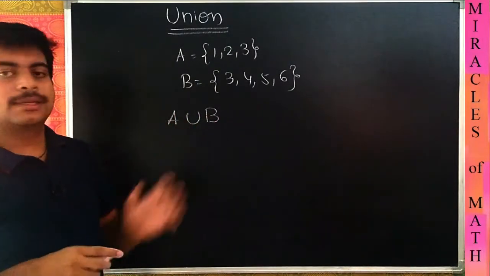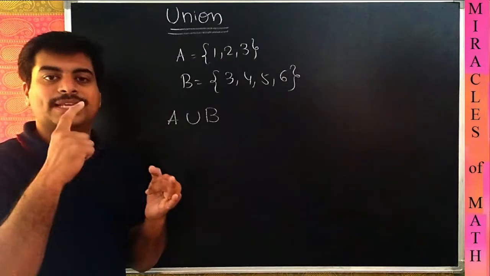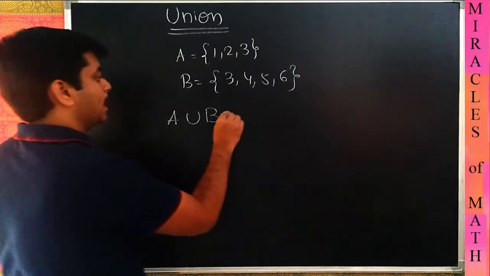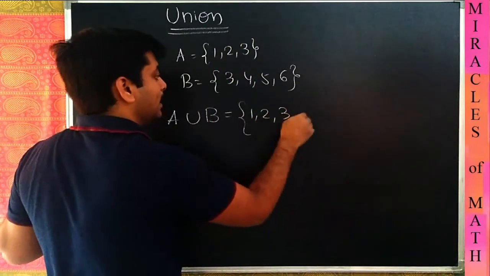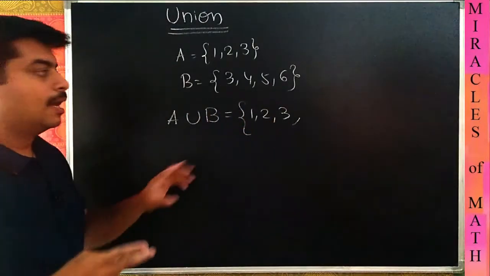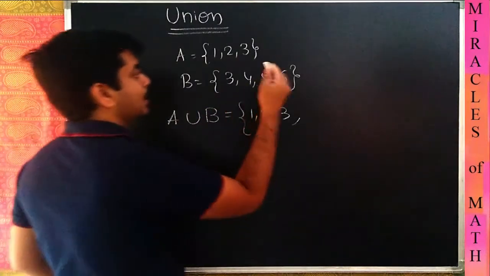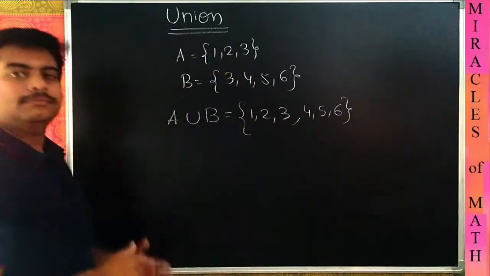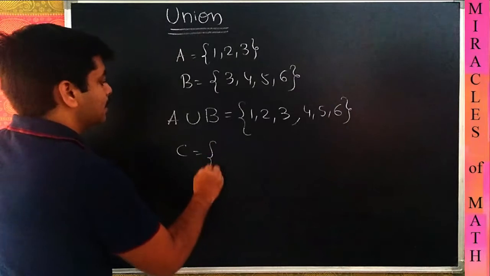A union B should consist of all the elements of A as well as B. So that means you have 1, 2, 3 here as well as all the elements of B. You already wrote 3, no need to write it again. So all the remaining elements, that is 4, 5, 6. That is A union B.